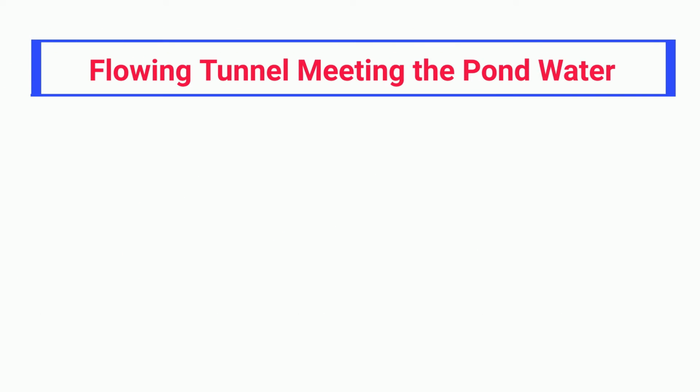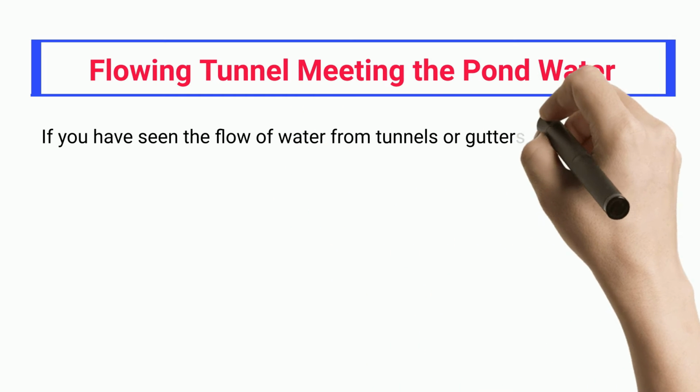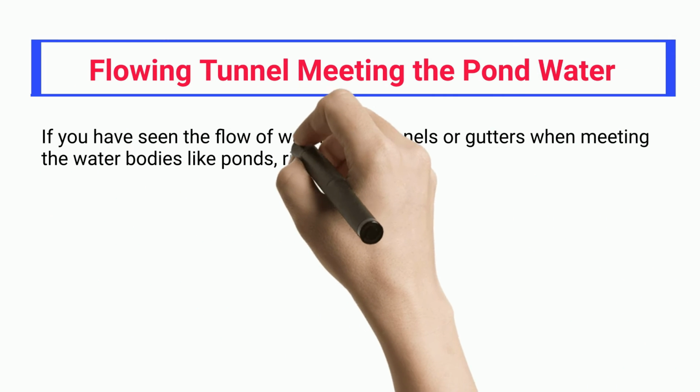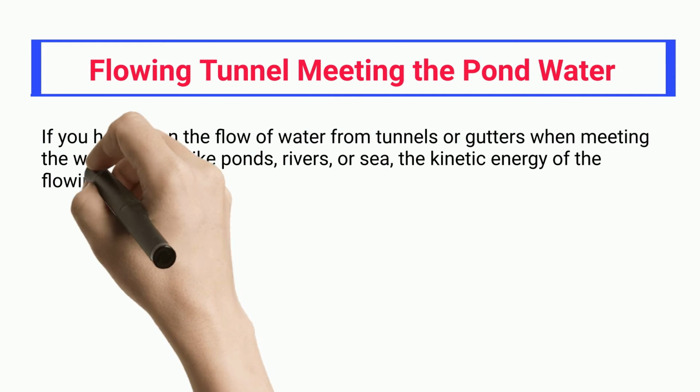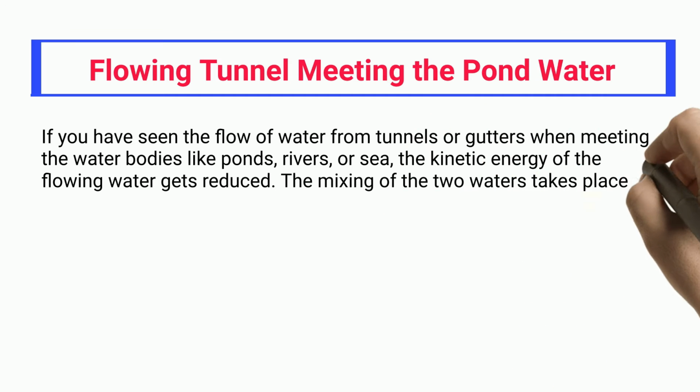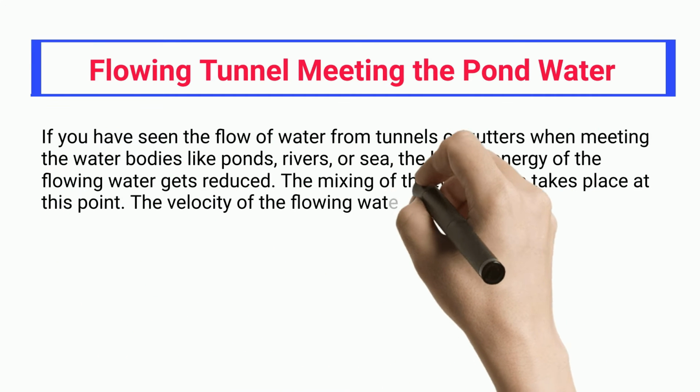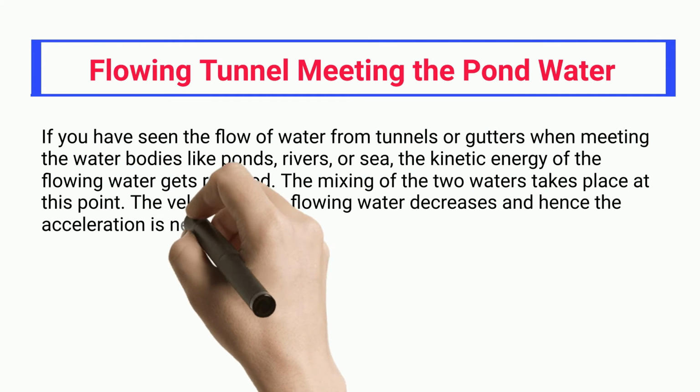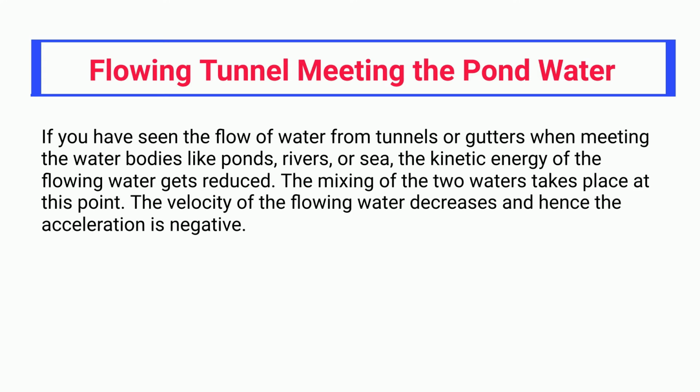Flowing tunnel meeting the pond water. If you have seen the flow of water from tunnels or gutters when meeting water bodies like ponds, rivers, or the sea, the kinetic energy of the flowing water gets reduced. The mixing of the two waters takes place at this point. The velocity of the flowing water decreases, and hence the acceleration is negative.